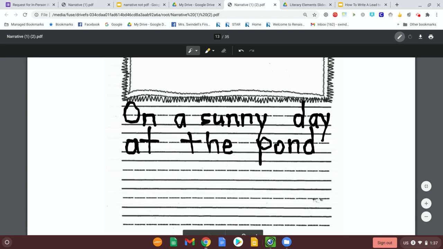Okay, so here is my lead. It's not my beginning, it's not my middle, it's not my end. It is just my lead, which captures a reader's attention. But I'm not quite finished with this sentence. It doesn't make sense, boys and girls. It says, on a sunny day at the pond, something's missing. So something's going to happen. On a sunny day at the pond, I need a comma here.